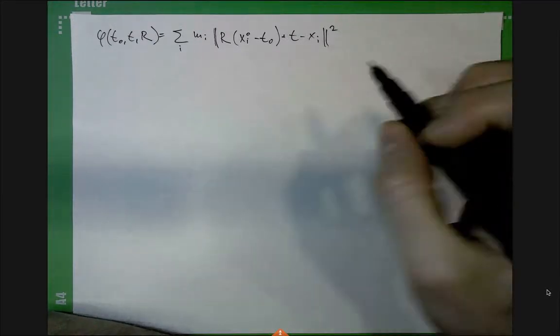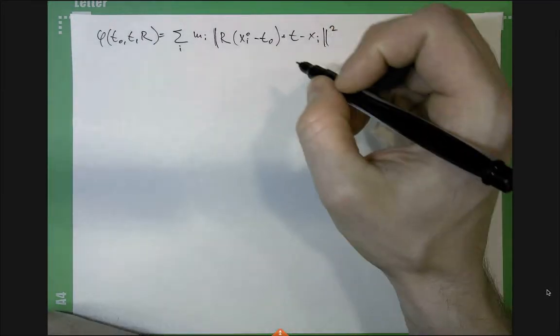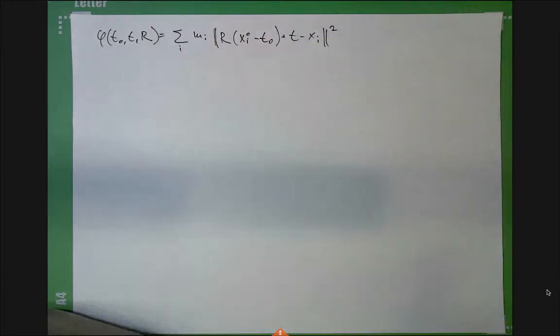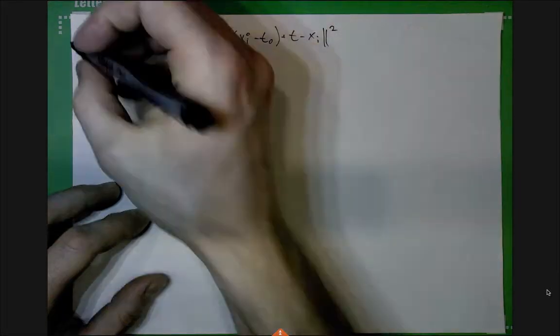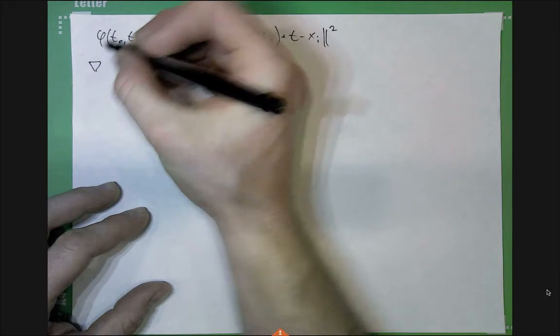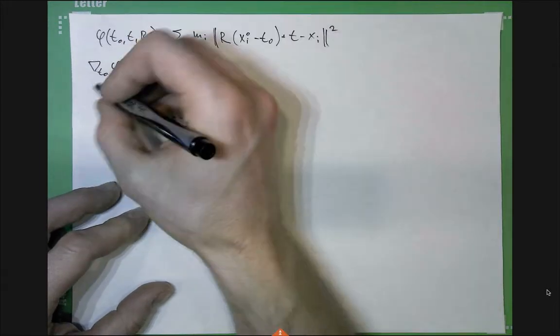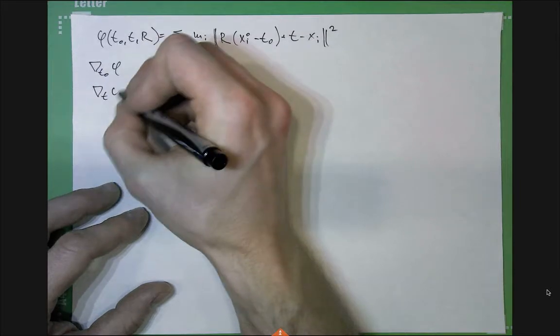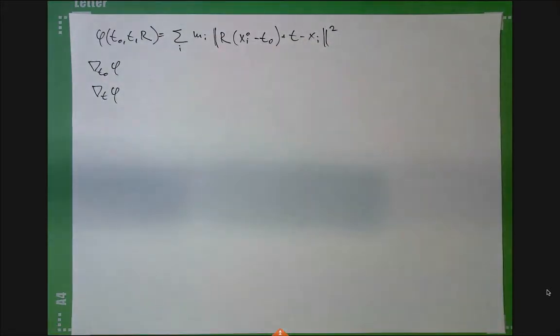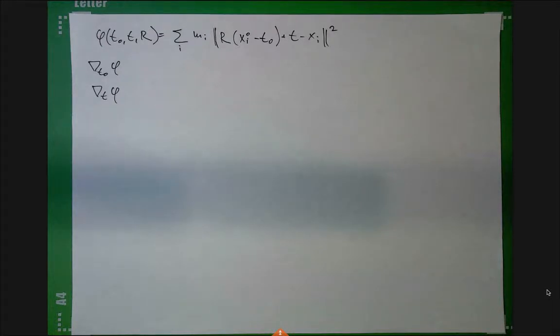To do it as quickly as possible, I think the fastest way is to just say, what do we need to do? We need to compute the gradient of phi with respect to t0 and the gradient of phi with respect to t. We will see that they are actually very closely related, right?